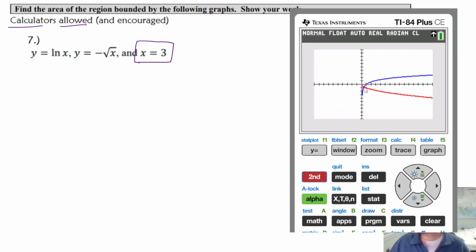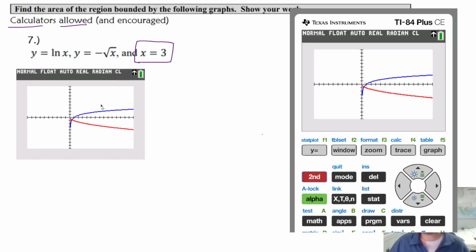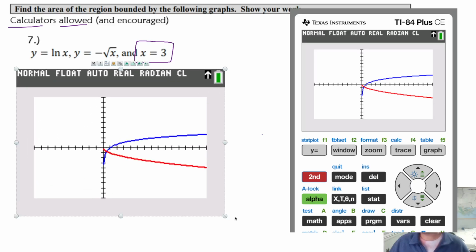There's a secret third line here, right? Looking at just this graph, that's not everything. They gave us 3 functions, right? So they gave us the log, we got that. They gave us the upside down radical, we got that. But they also said x has to equal 3. And if x equals 3, then 1, 2, 3, that puts a vertical line right here. So that means that the bounded area that we're looking for is just this little chunk right here.